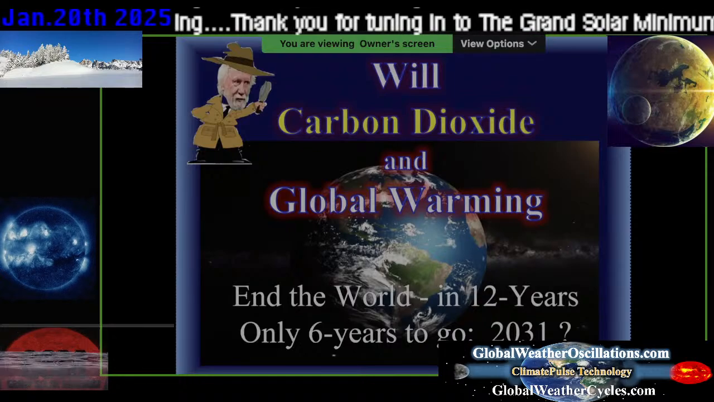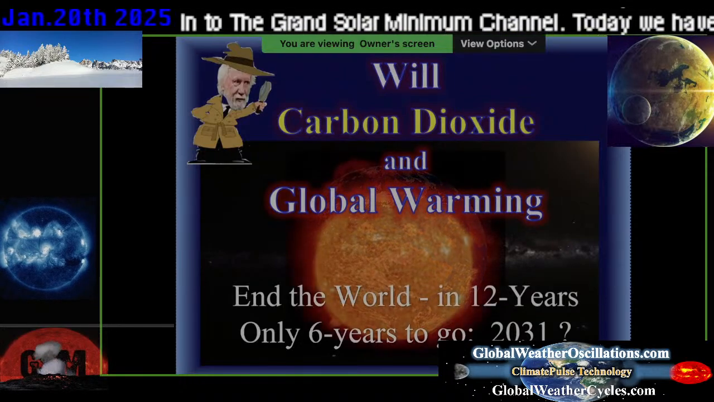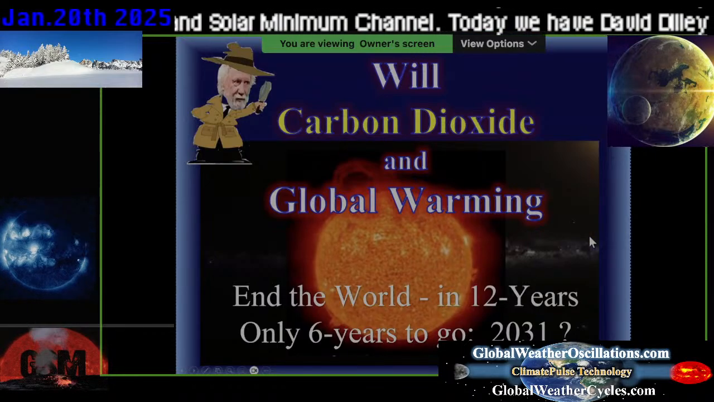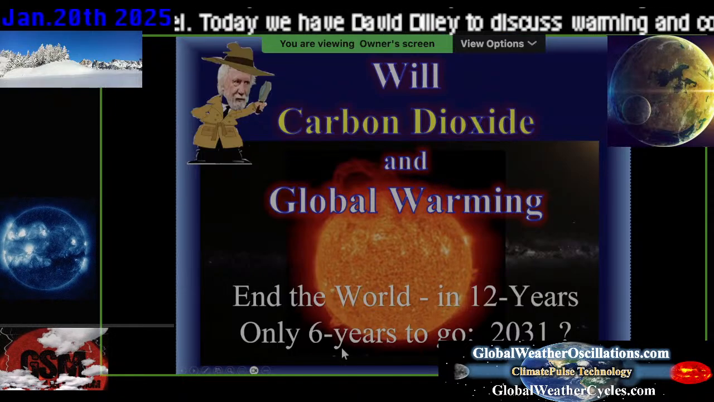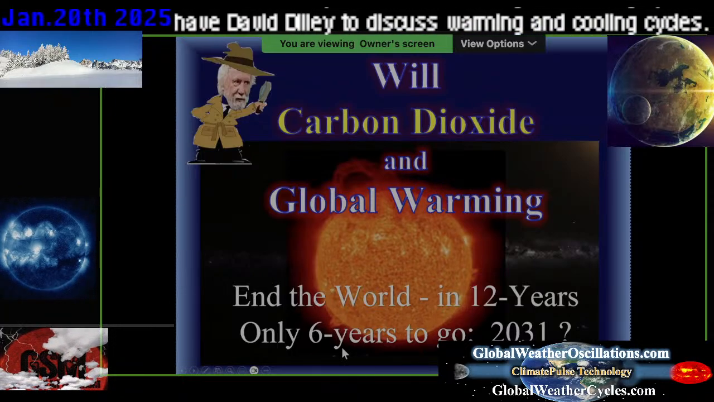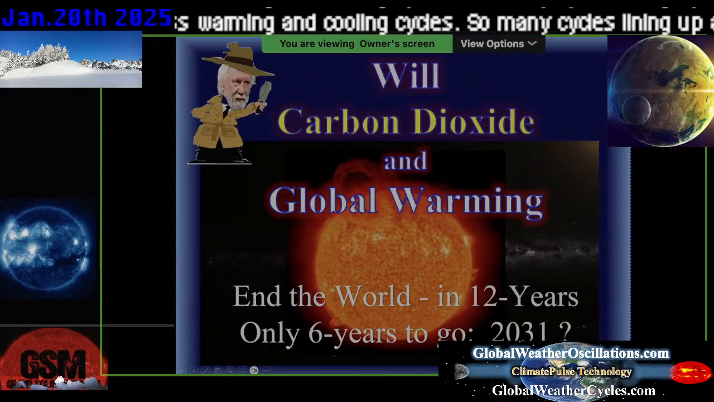Part number 3, we're going to update here on atmospheric concentrations of carbon dioxide. Will carbon dioxide and global warming end the world in 12 years? This is what we were told back 6 years ago. The world was going to die in 12 years. Well, we only have 6 years to go, 2031. Earth going to be dead in 2031? Yeah, right.